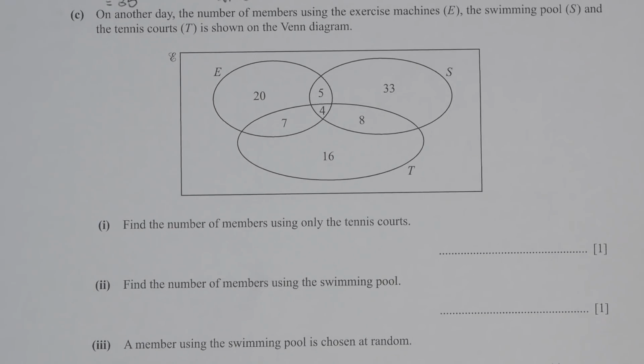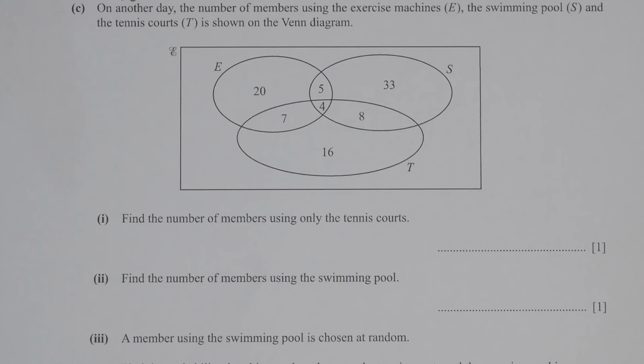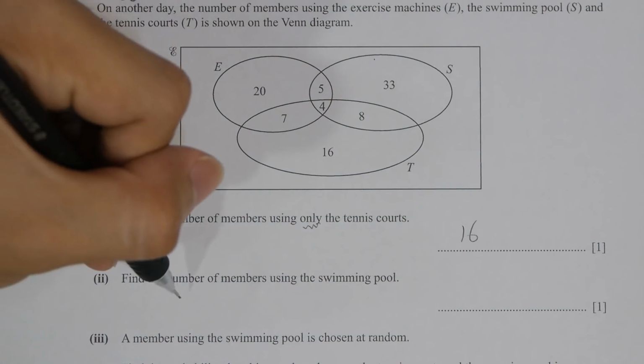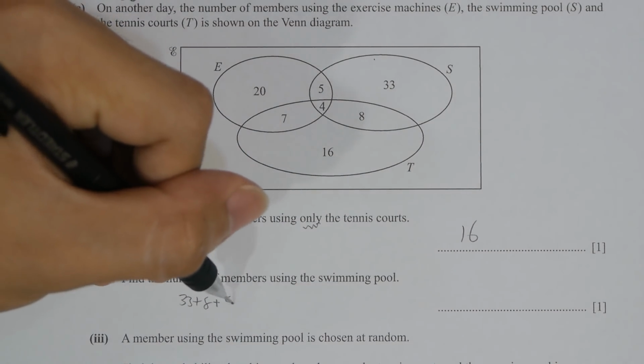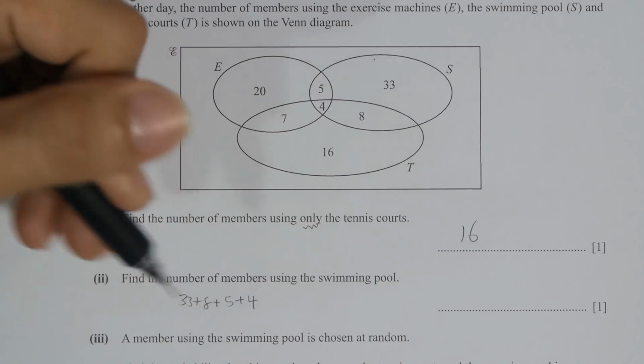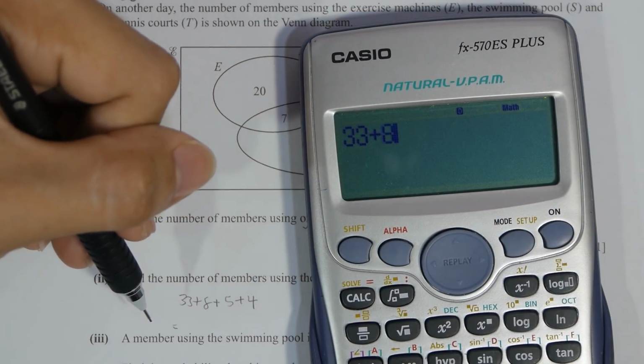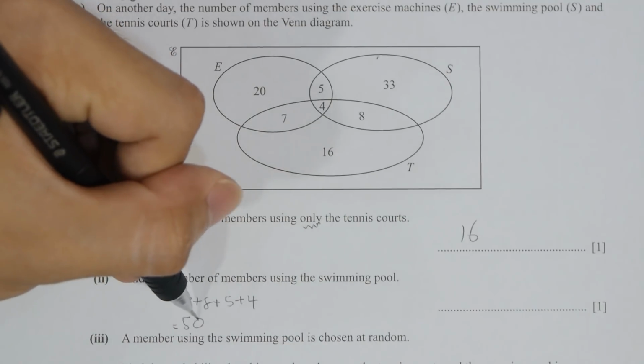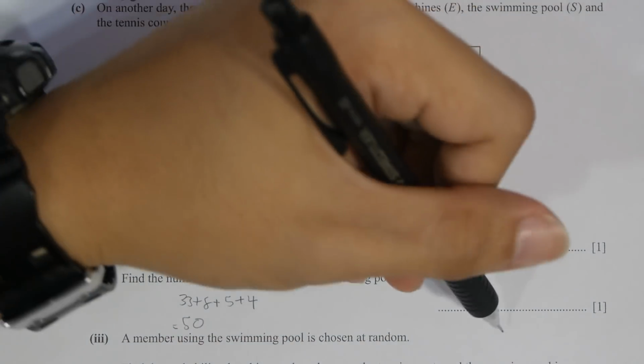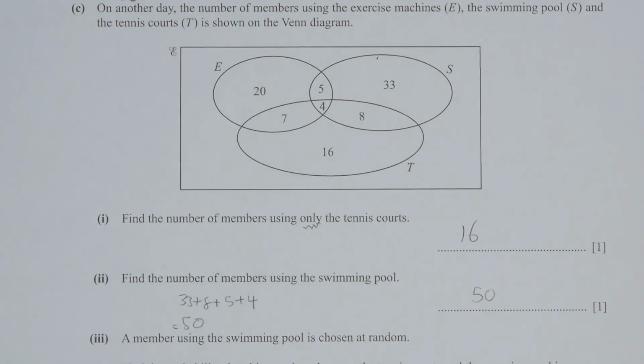Question C, part 1. Find the number of users who only use the tennis court, which is 16 as shown in the Venn diagram. Find out the number of users using the swimming pool. They didn't specifically mention other conditions, so simply add up every number in the S. So it will be 50.